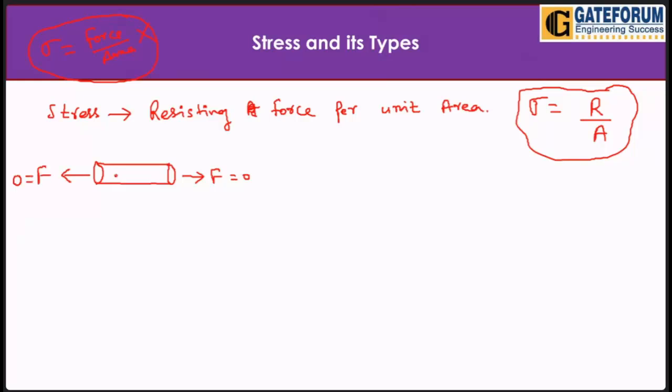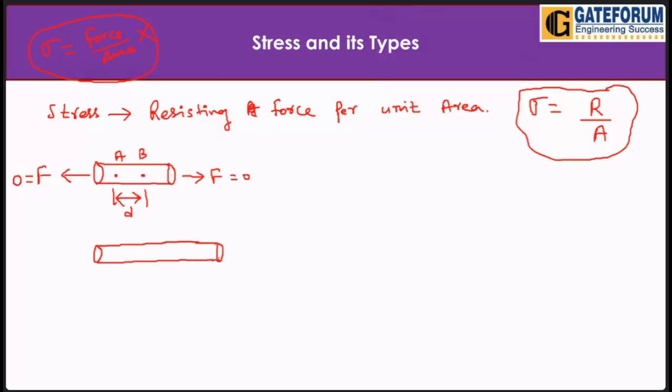And suppose the distance between two molecules A and B, let's say the distance is D right now. Now what happens when no force is applied, the force value is 0? There is no stretching of the rod. But suppose we stretch the rod, if we apply the force, then what will happen?